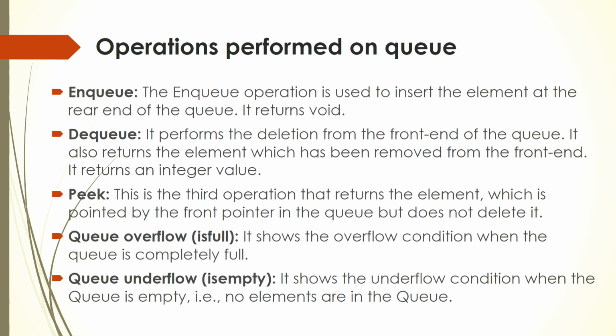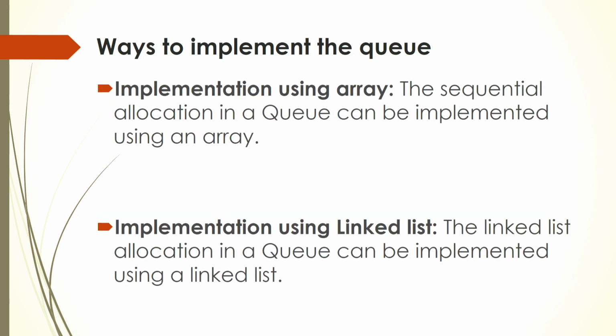So now let's see the ways to implement the queue. There are two ways of implementing the queue. First one is implementation using array. The sequential allocation in a queue can be implemented using an array. And the second one is the implementation using linked list. The linked list allocation in a queue can be implemented using a linked list, as simple as that.